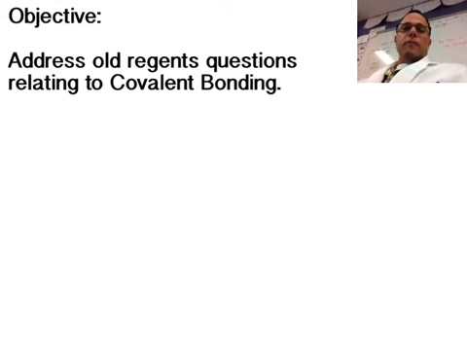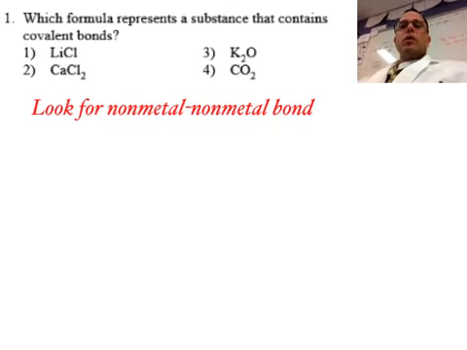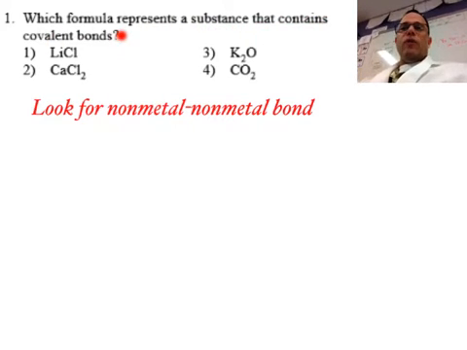Hi everyone. The objective for this video is addressing old Regents questions relating to covalent bonding. Question 1. Which formula represents a substance that contains covalent bonds? Now remember, covalent bonds are nonmetals to nonmetals. So we look for nonmetal to nonmetal bonds and we try to identify the elements.